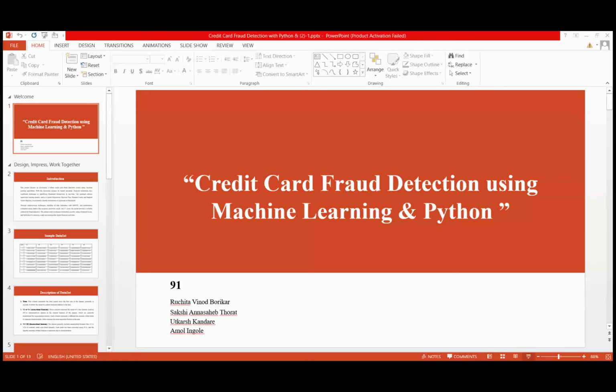Good afternoon, everyone. I am Ruchita Borikar, and today I am presenting our research on credit card fraud detection using machine learning and Python.